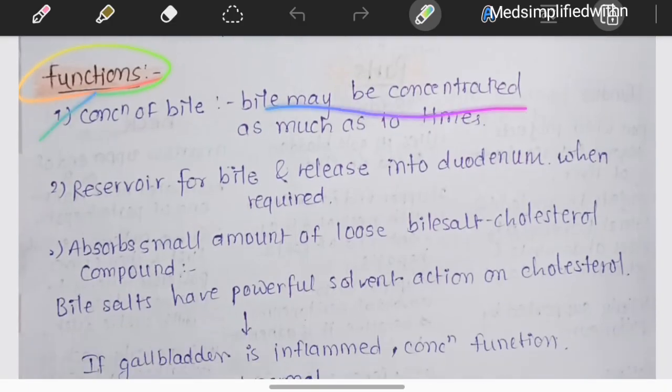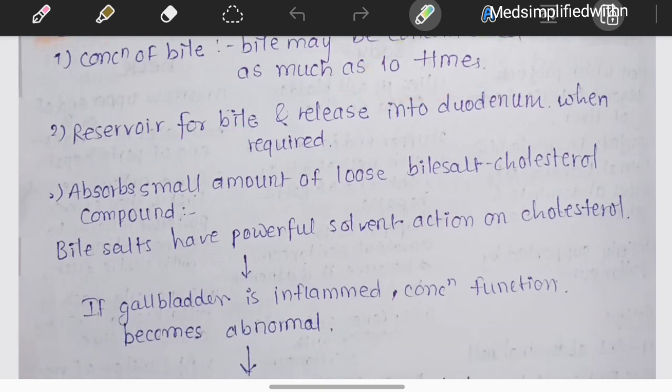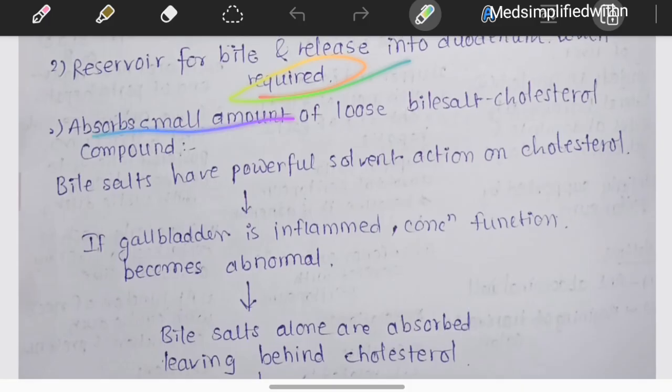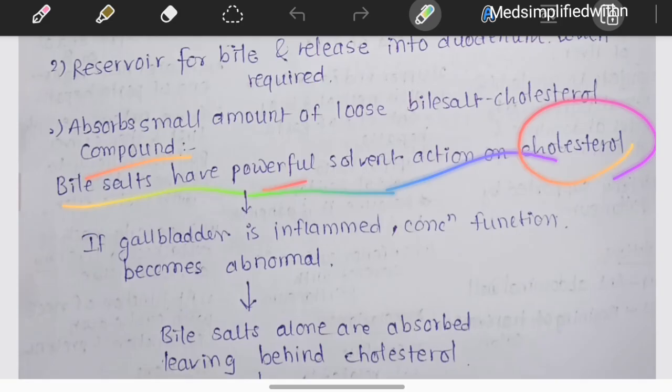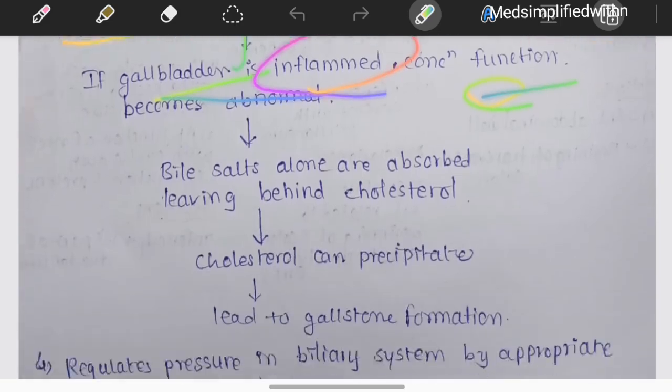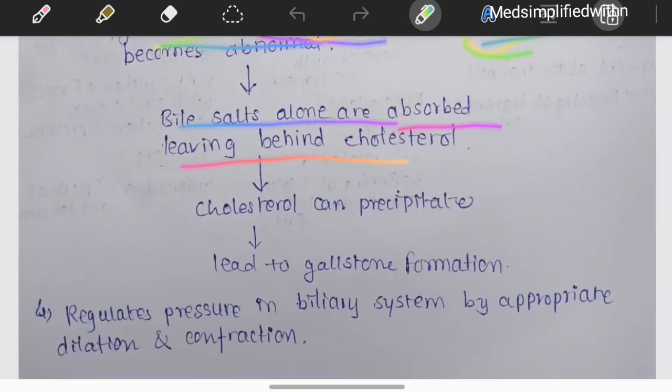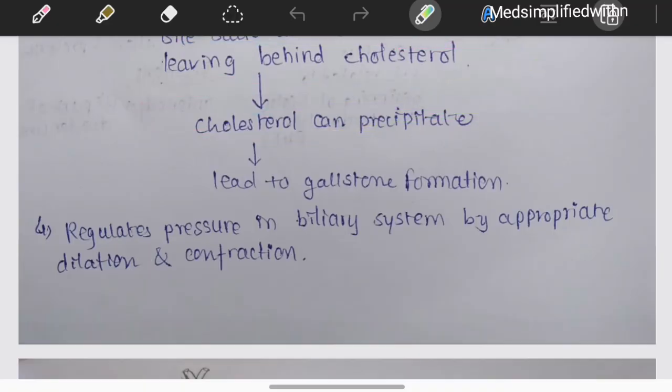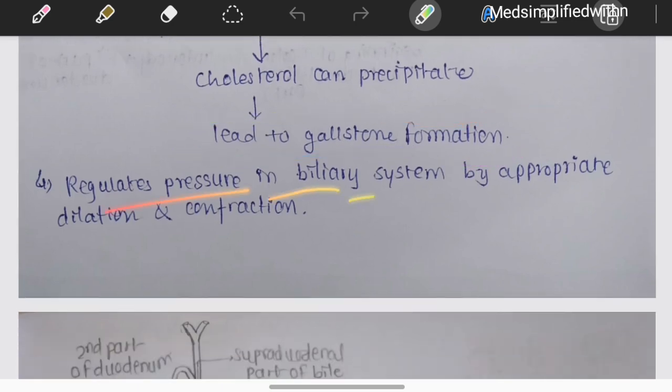Concentration of the bile: bile may be concentrated as much as 10 times. It is a reservoir for the bile, released into the duodenum when required. It absorbs a small amount of bile salts and cholesterol, and the bile salts have a powerful solvent action on cholesterol. If the gallbladder is inflamed, the concentration function becomes abnormal, then bile salts alone are absorbed, leaving behind cholesterol, and cholesterol can precipitate and form crystals that lead to gallstone formation. It also regulates pressure in the biliary system by appropriate dilation and contraction.